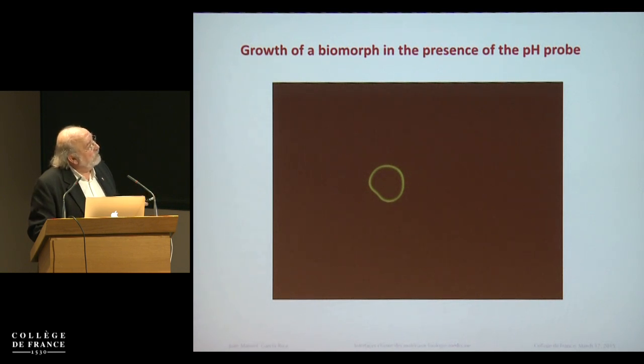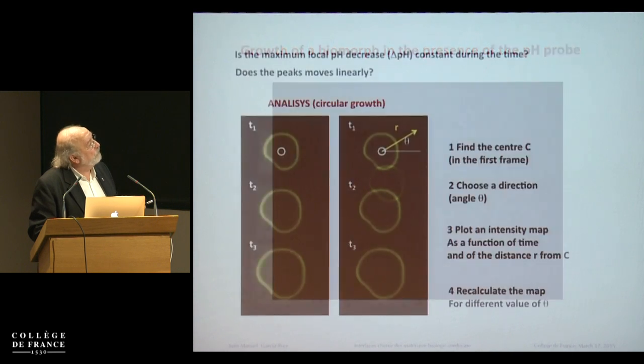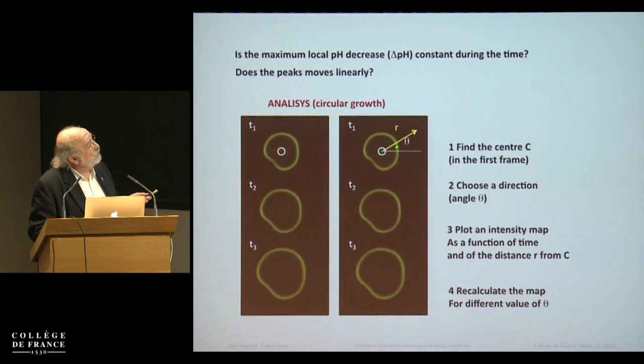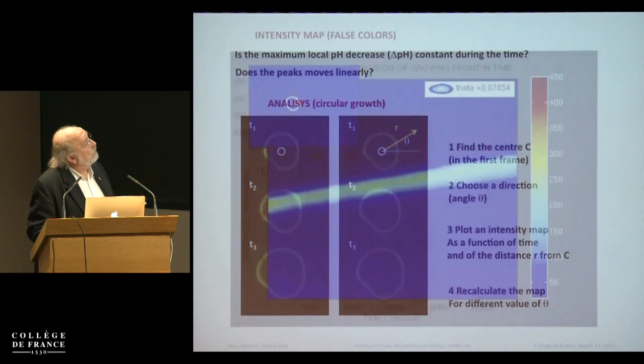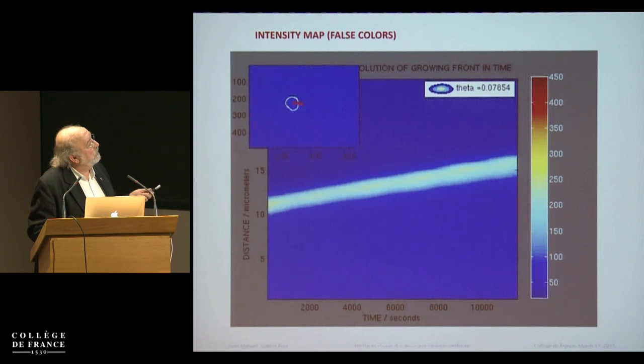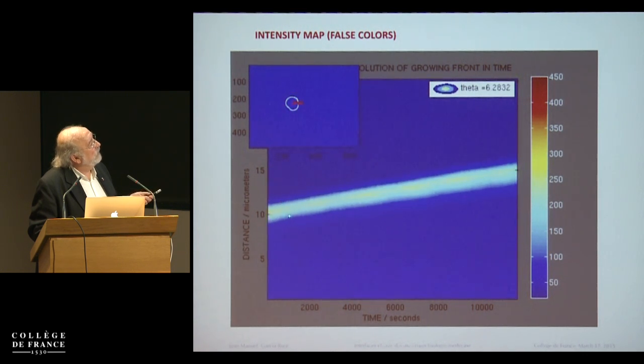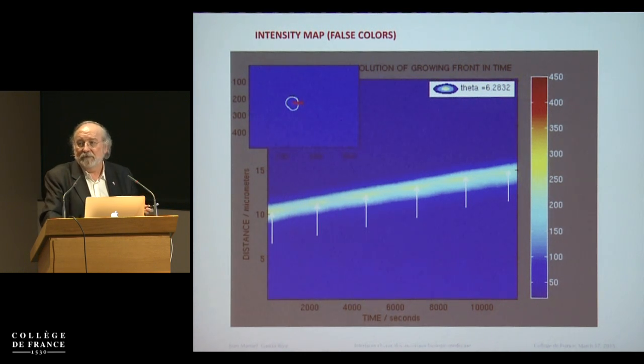Okay, and what we did is to measure the intensity of the green color as a function of the angle and as a function of time, and then you put this in this contour map. You can see that there are oscillations of pH in the growth front.